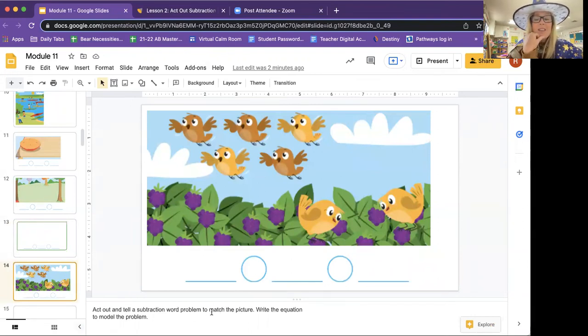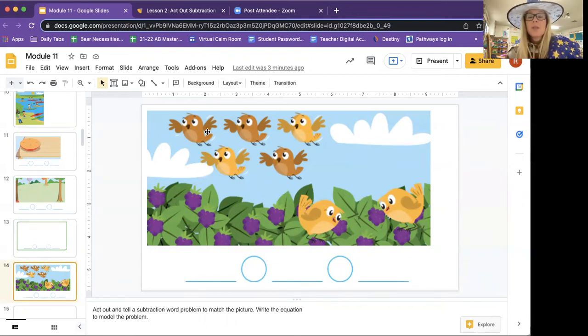Act out and tell a subtraction word problem to match the picture. Write the equation to model the problem. So this one, there's no story. You have to figure out a story, but your story has to match the picture. Okay, so that means you can't just say there were 2 birds and 1 flew away, because this picture shows a lot more birds. Okay, so I'm going to give you an example, but you have to go tell your homeschool teacher a story.